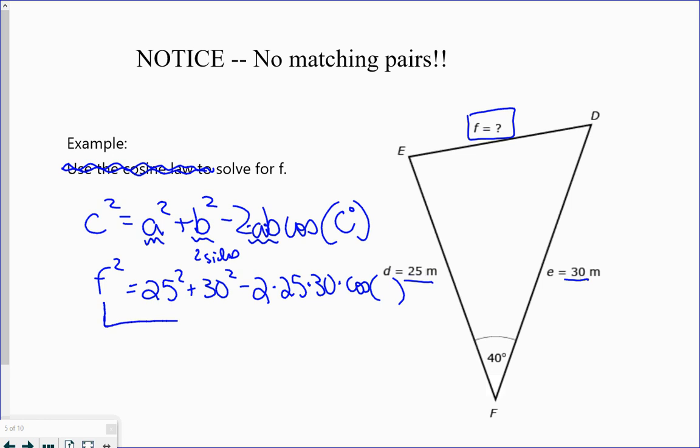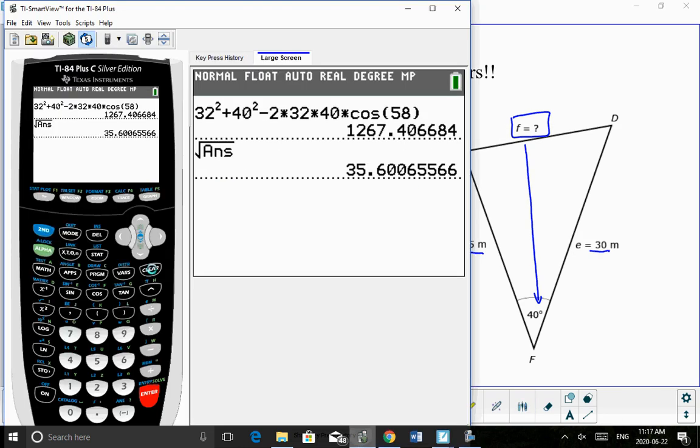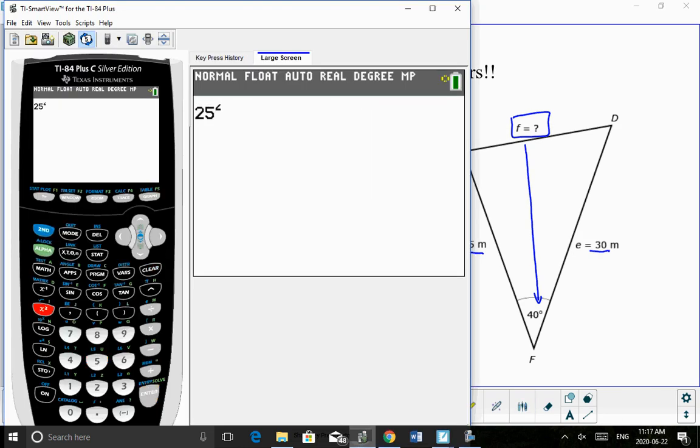Now again, this is the matching pair. So what pairs with F? 40 degrees. Okay? So we've got 25 squared plus 30 squared minus 2 times 25 times 30 times, again, just hit the cos key, and the angle was 40 degrees.